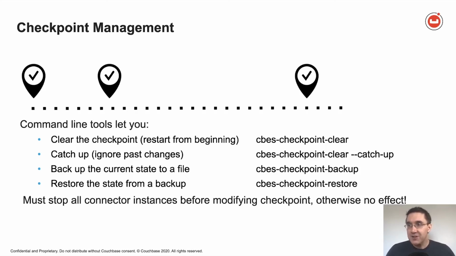You can clear the current checkpoint, which simply deletes all the stream offset documents from Couchbase. You can catch up, which writes offset documents to Couchbase matching the current state of the database, so that only new changes from that point on are propagated to Elasticsearch. And the current checkpoint can be backed up to a file on the local file system, and you can later use that file to restore the checkpoint.